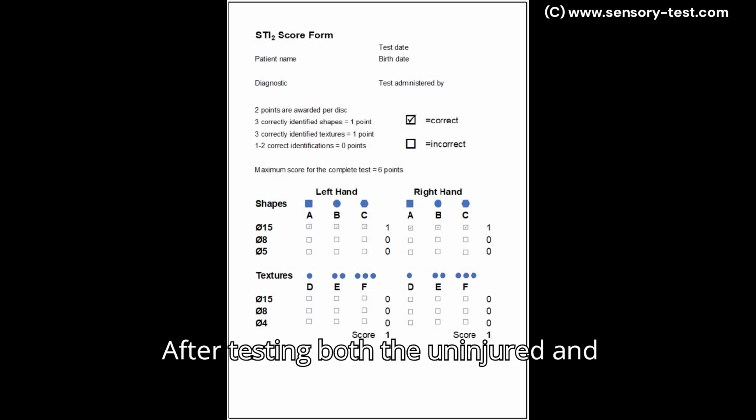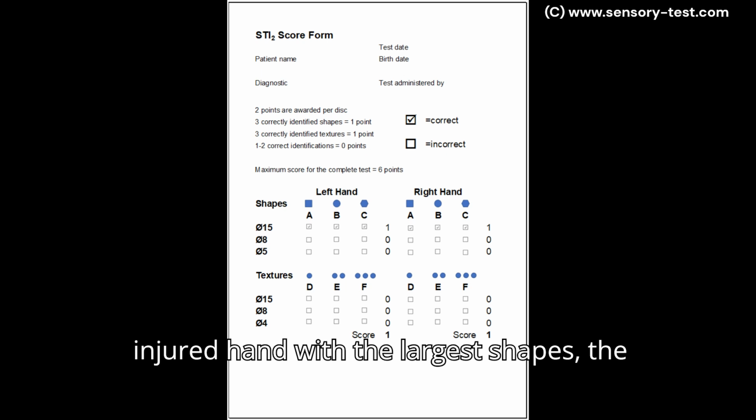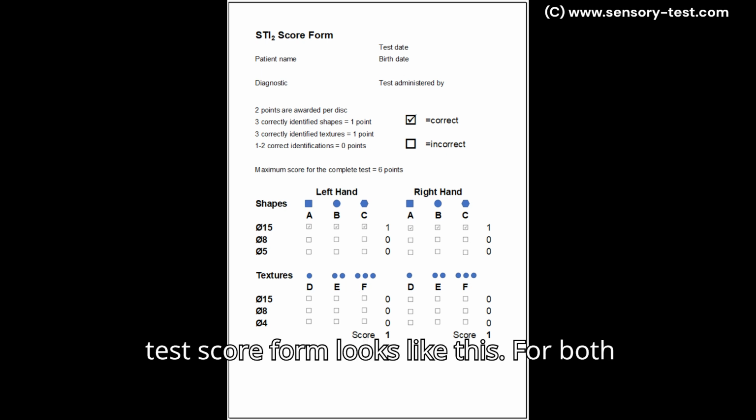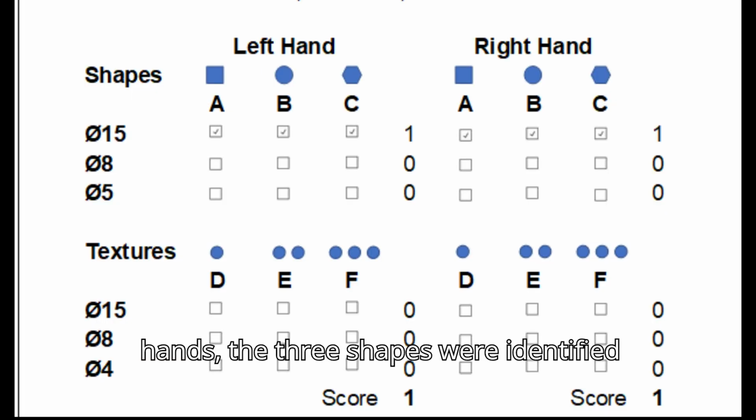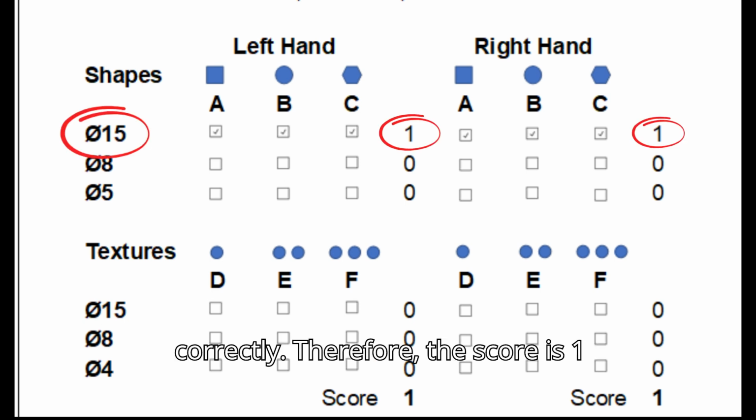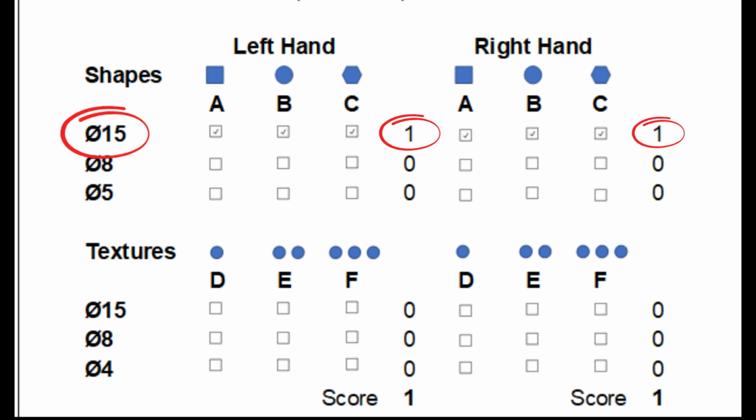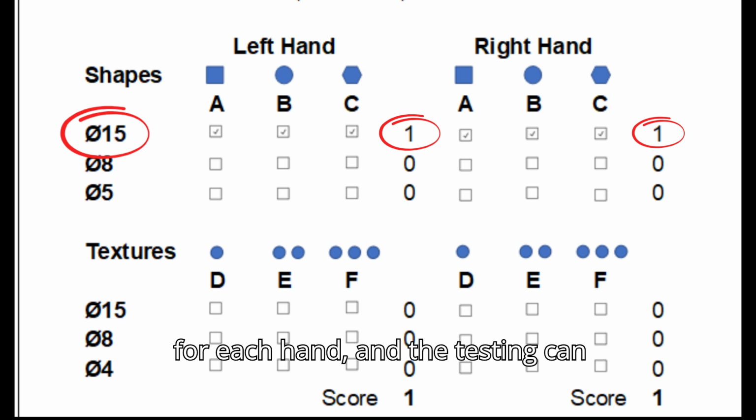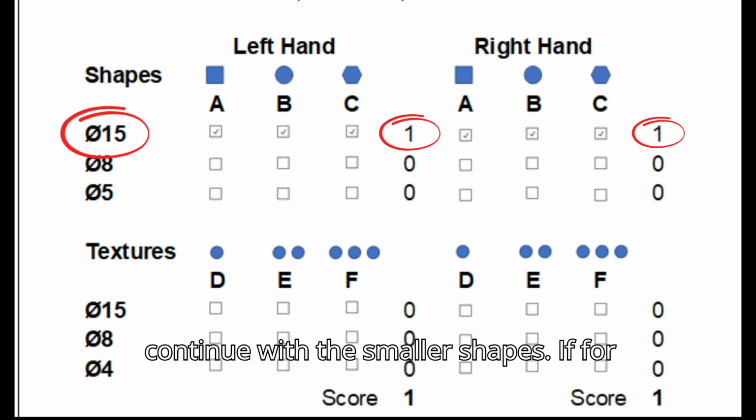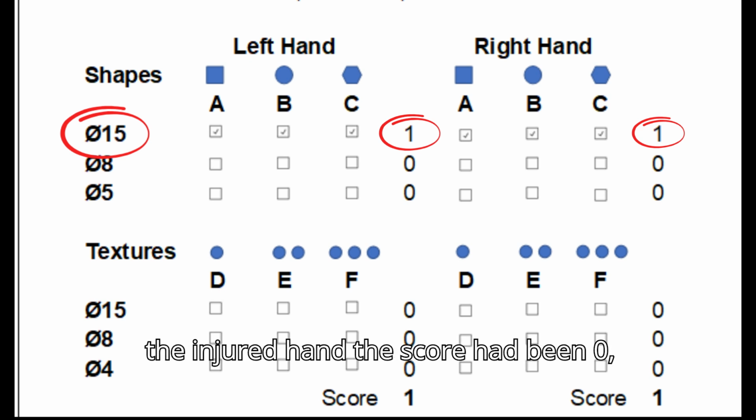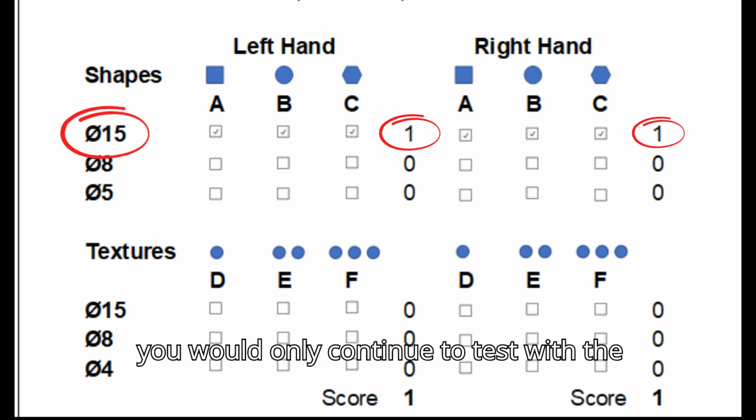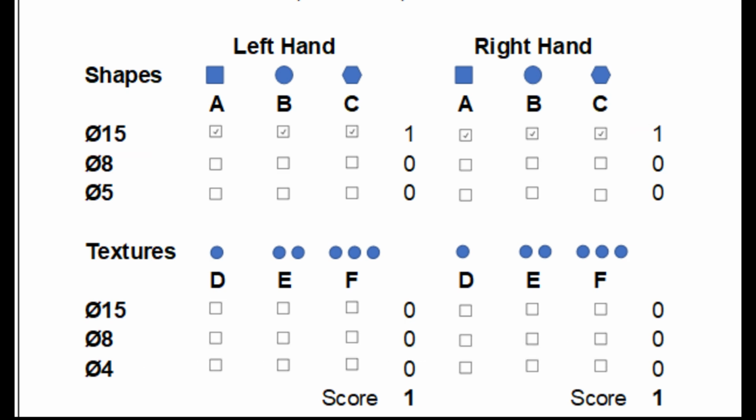After testing both the uninjured and injured hand with the largest shapes, the test score form looks like this. For both hands, the 3 shapes were identified correctly. Therefore, the score is 1 for each hand, and the testing can continue with the smaller shapes. If for the injured hand the score had been 0, you would only continue to test with the uninjured hand.